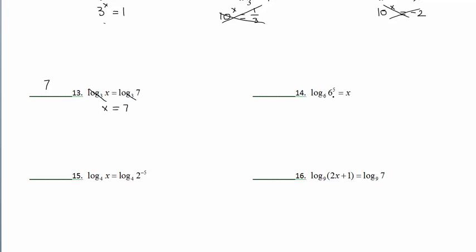Log base 6 with an exponential of 6, same base. These two will drop out, so x must equal the exponent of 5. 15, same base of log 4. So x equals 2 to the negative 5.